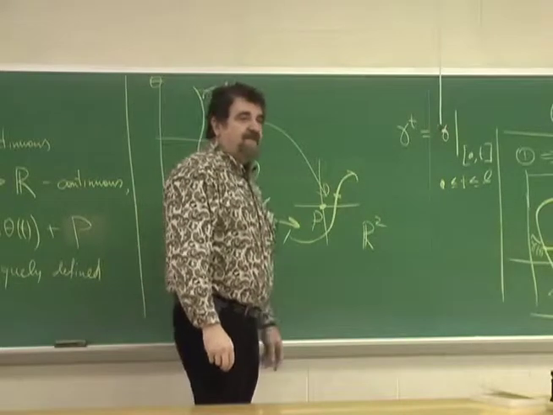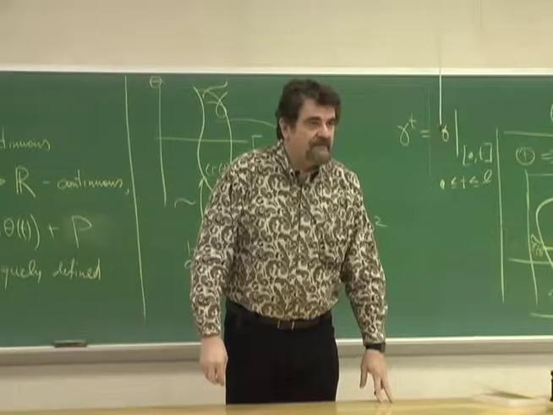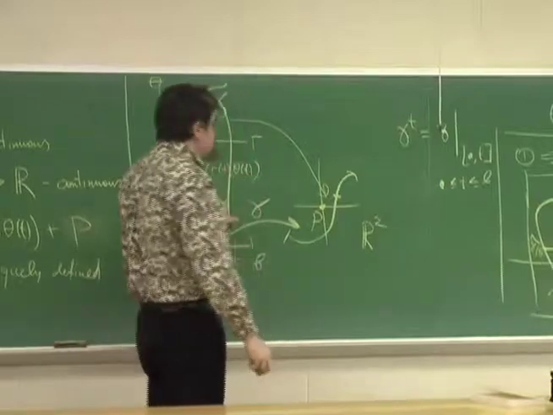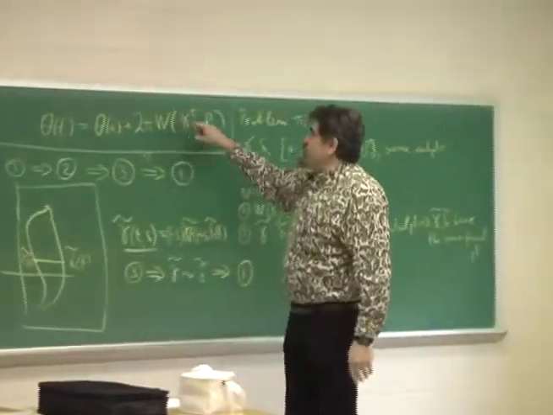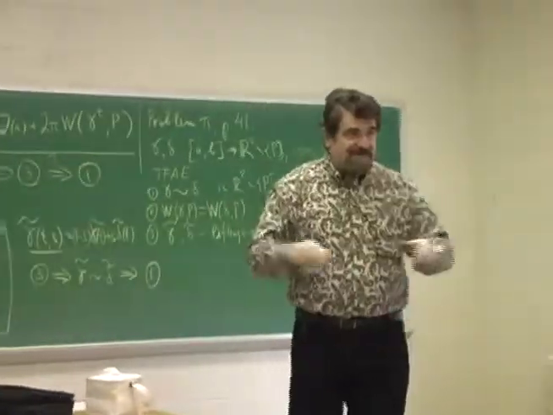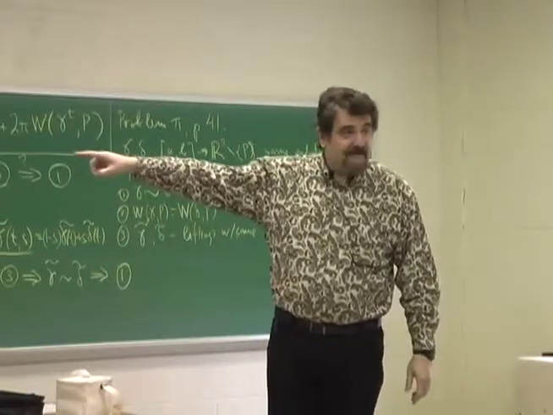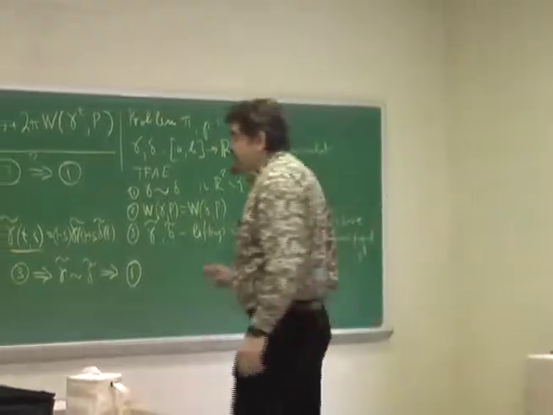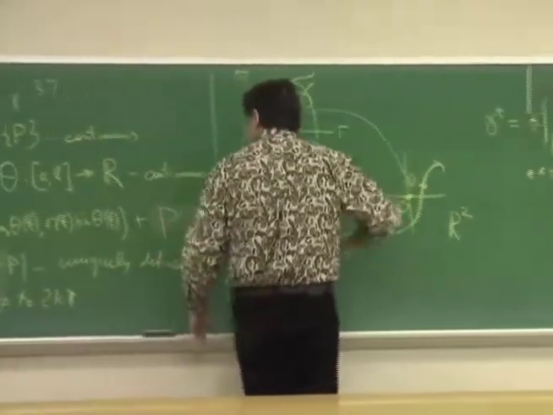Yes? I'm confused about something simple. If gamma tilde and delta tilde have the same initial point, why aren't they the same curve? No, they're not the same curve. They have the same initial point, but their radii may be absolutely different. I say nothing about their radii. Okay, that's a very good point.